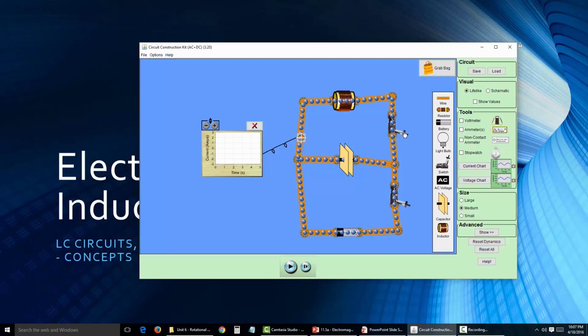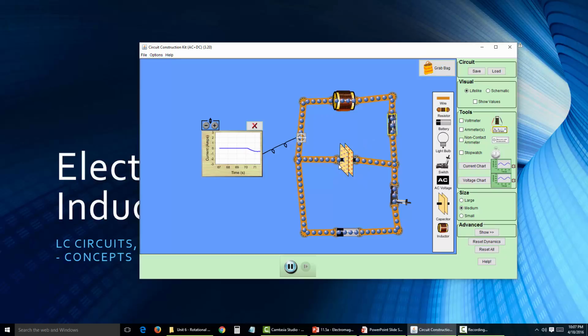So first off, I'm going to keep the inductor out of the circuit, and I'm just going to close this here and charge my capacitor. Now that that's all done, I'm going to disconnect the battery so it's out of the picture and connect the inductor to the charged capacitor.